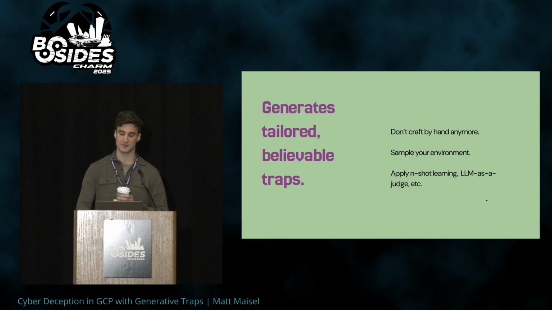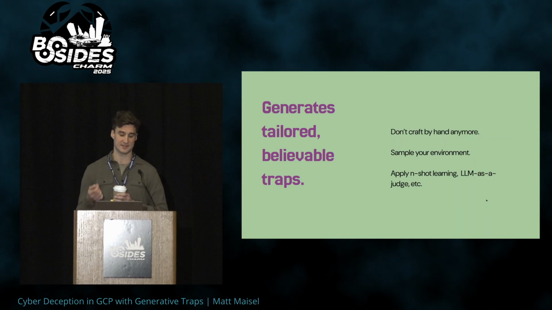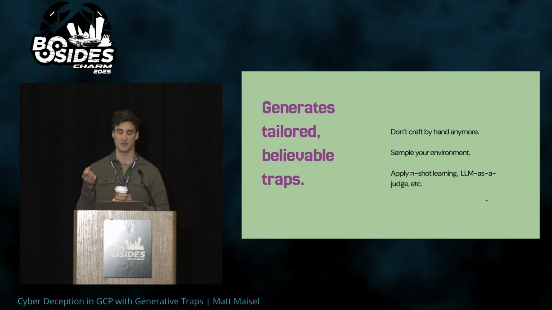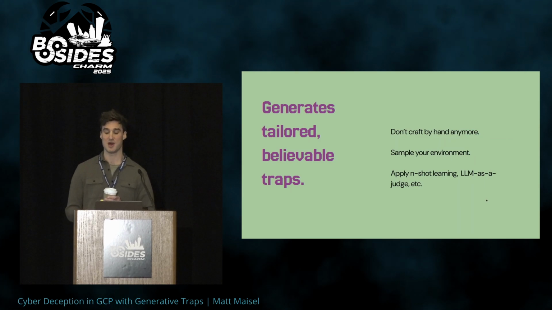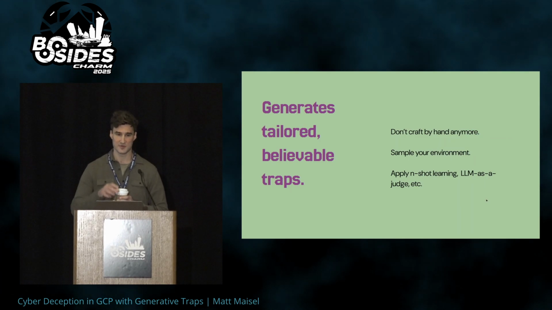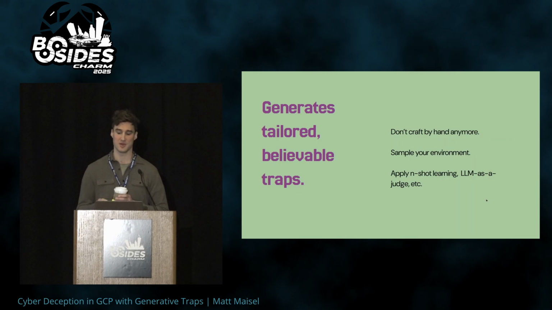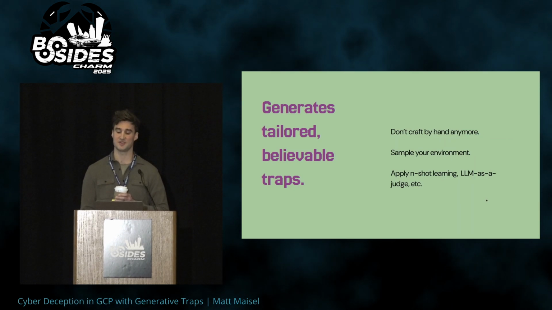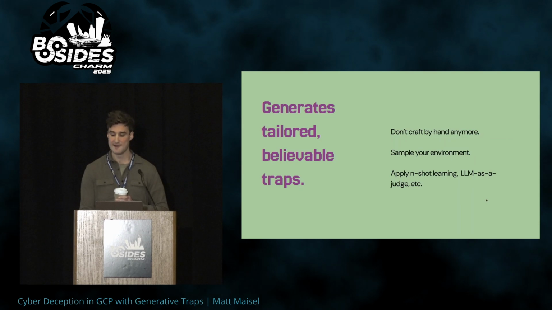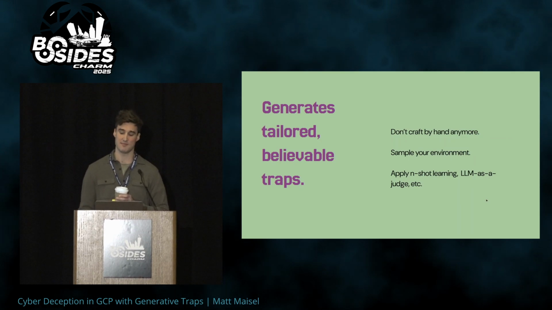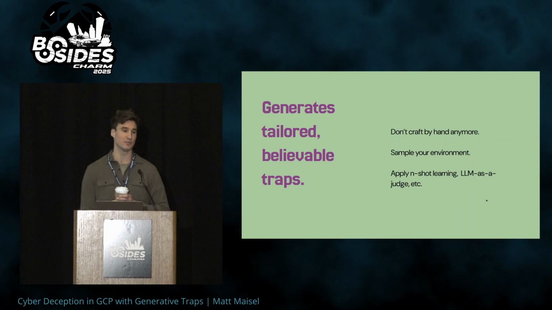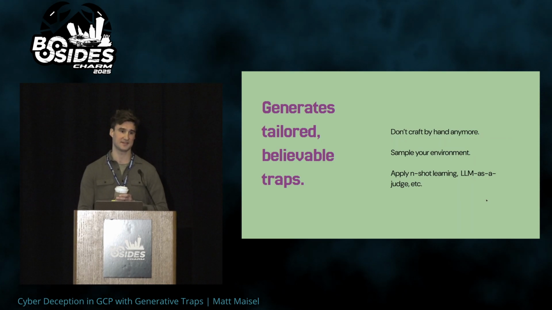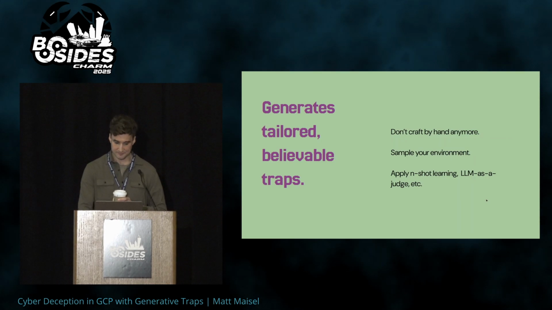And there are three things that it does. It helps generate tailored, believable traps. Trap personas are generated with large language models using in-context learning, where samples are pulled in, imported from your environment to create traps that have similar naming conventions to make them more believable and more enticing. And it can use reasoning models or other techniques to help improve trap quality, with things like LLM as a judge to effectively assess the trap's enticingness or believability.